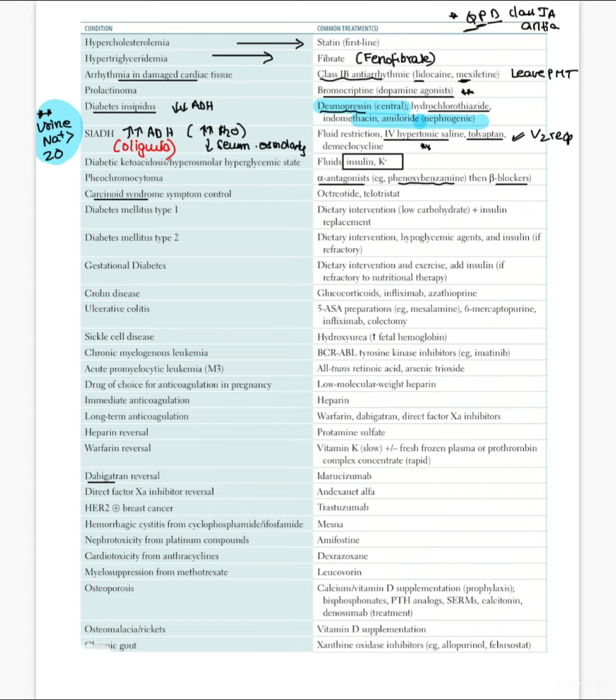Then carcinoid syndrome, guys. Carcinoid syndrome is due to excess 5-hydroxyindoleacetic acid. Okay, when there is an increase in 5-hydroxyindoleacetic acid, this will cause systemic flushing, vasodilation, other things, guys. So octreotide may be tried here.